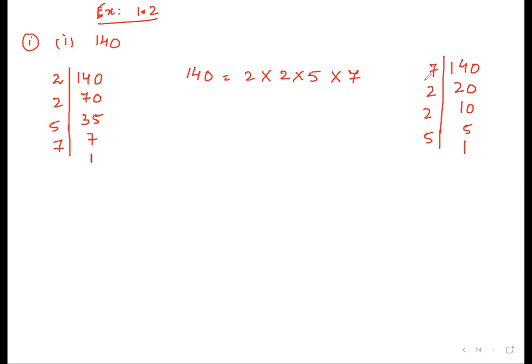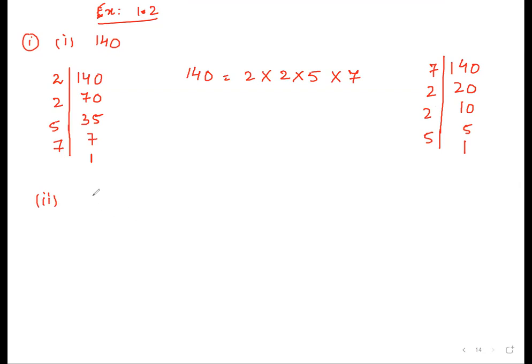Yes. So again, I'm getting the same prime factors. So 7 into 2 into 2 into 5. So 2 two times, 5 one time and 7 one time. So I'll obtain the same prime factorization whether I start with 2, 5 or 7. Does not matter. So that's how you have to do the second part also.